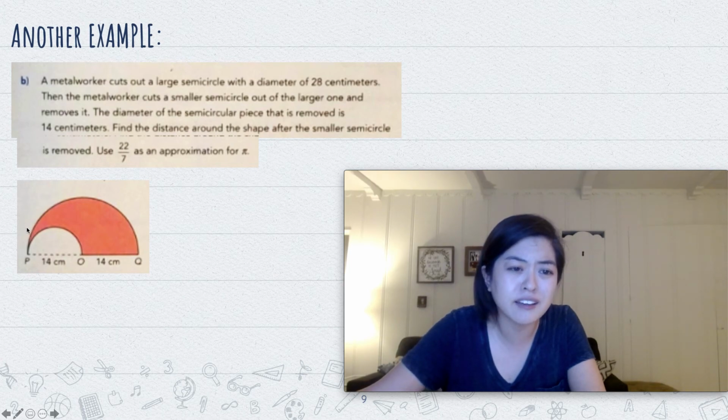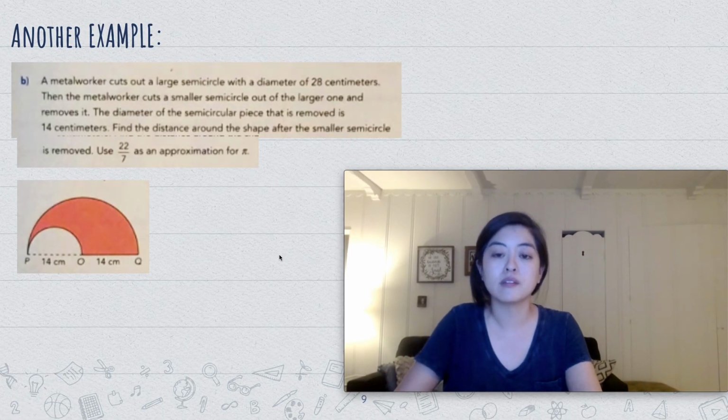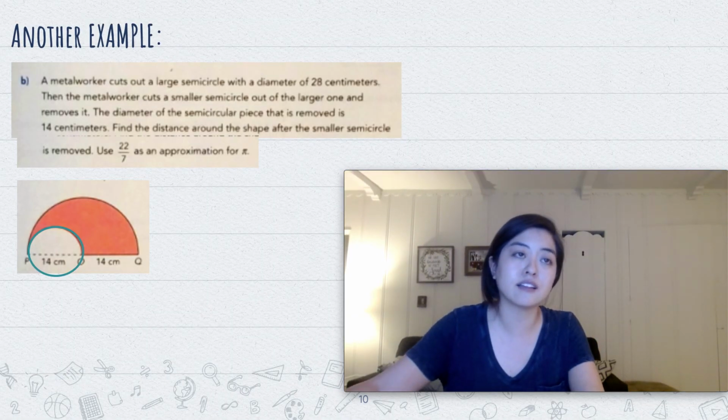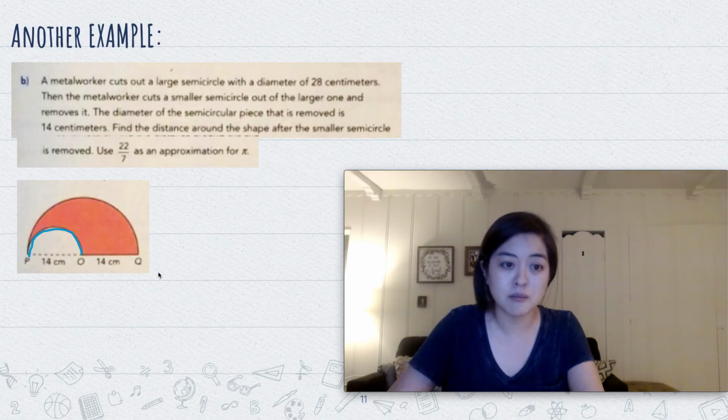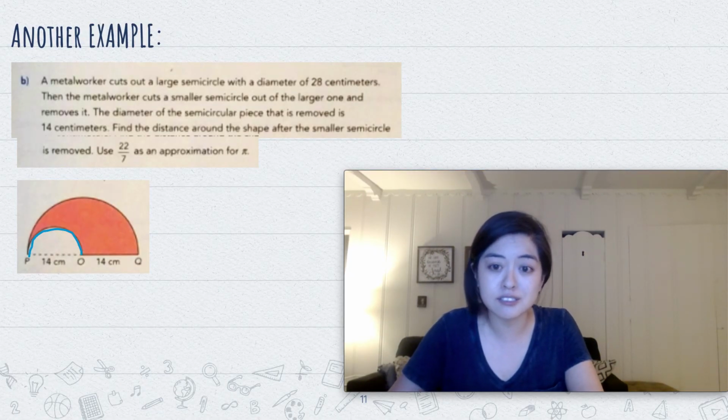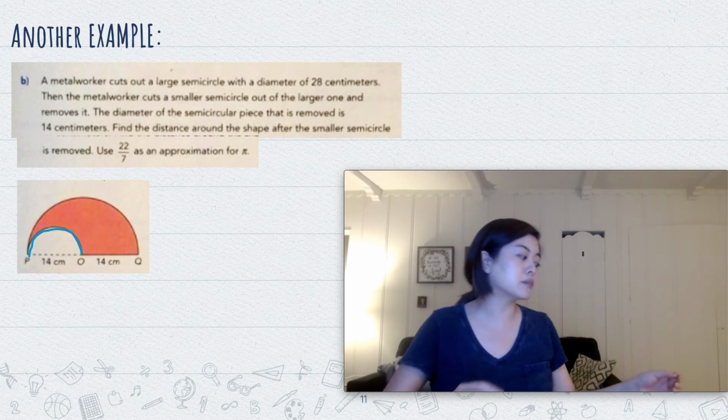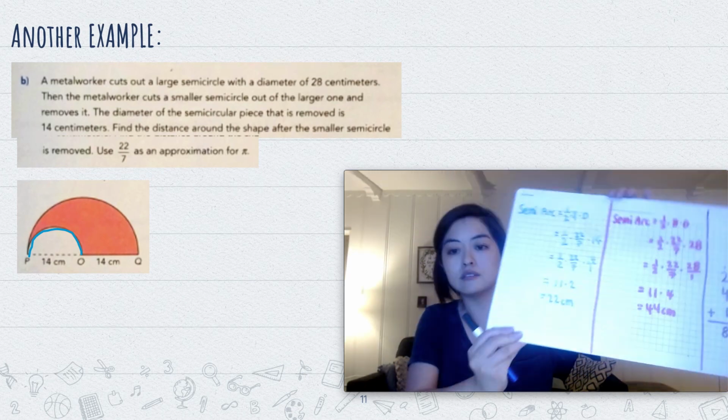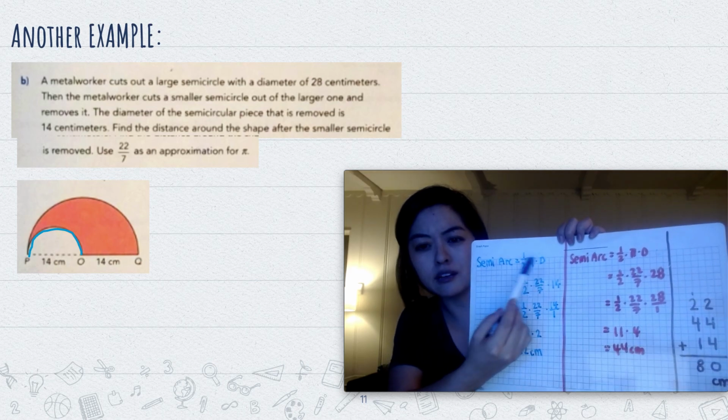So you want to find the semicircular arc here, plus the semicircular arc here, plus this here. So you want to find just the distance around the shape, okay? So first, let's look at this here. I see that this would be a circle, but we only are interested in the semicircular arc of that smaller circle, okay? And so please look at the blue column here.